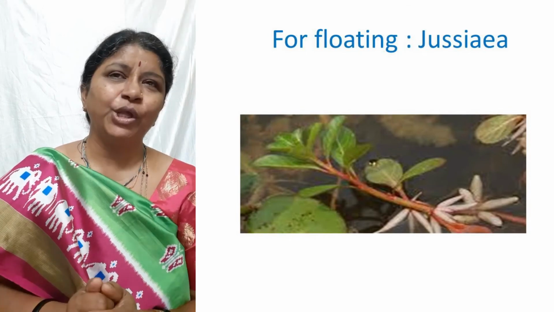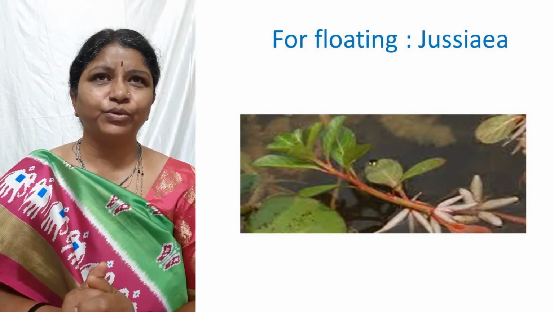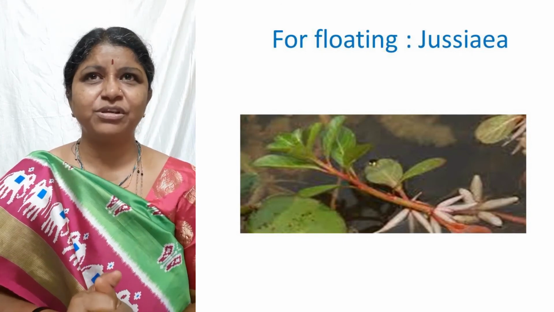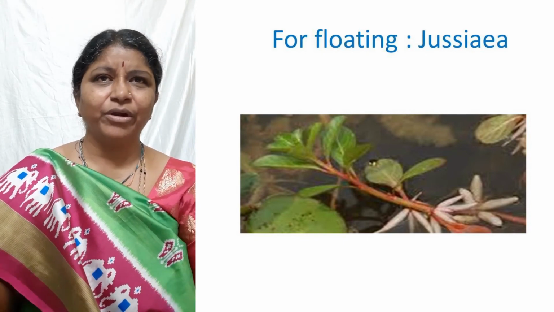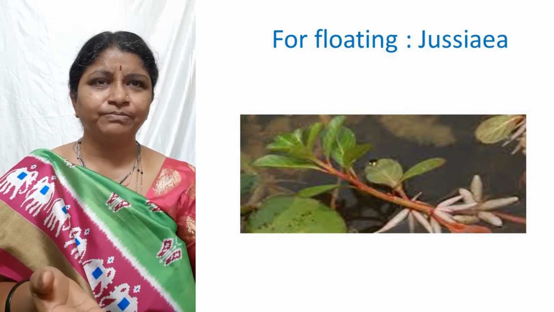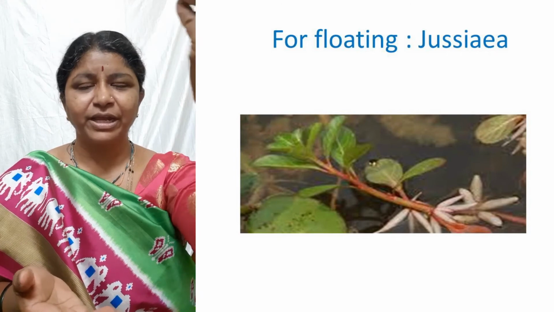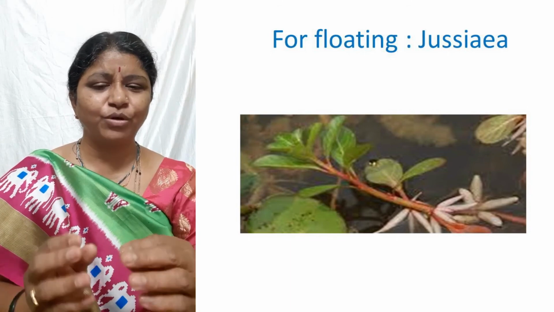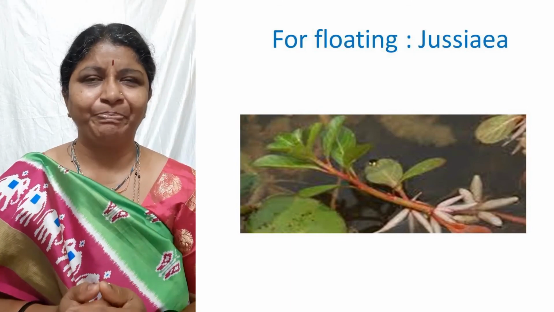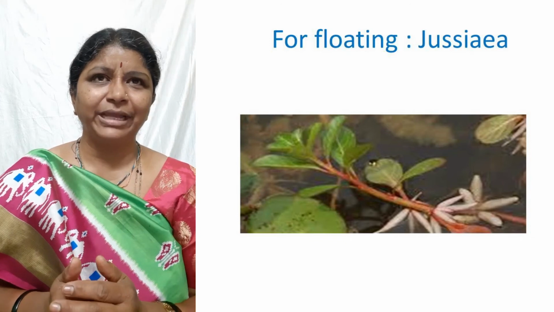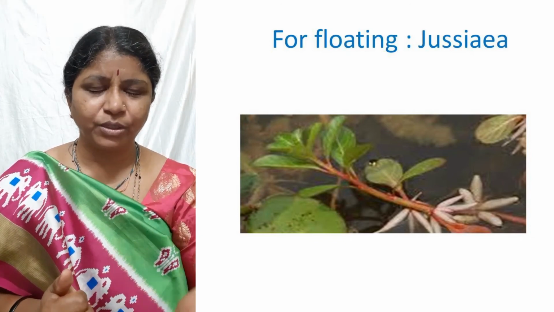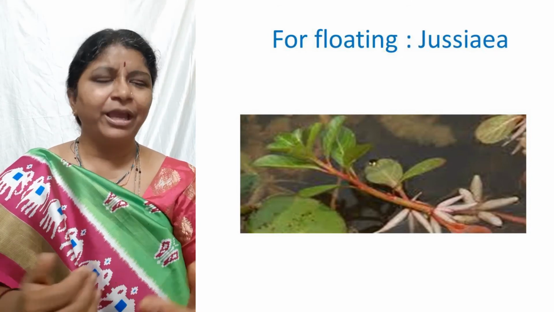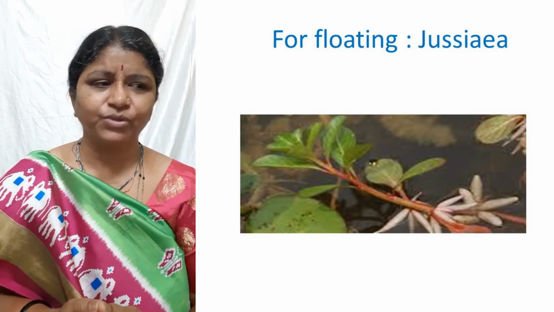The next type of root modification function is for floating purposes, or buoyancy. In the case of Jussiaea, a hydrophyte that floats above the surface of the water, with small portions coming outside, it produces white-colored spongy roots here and there which are completely filled with aerenchyma. Through this aerenchyma, the roots are helpful in buoyancy. Not only that, they are also helpful in gaseous exchange.